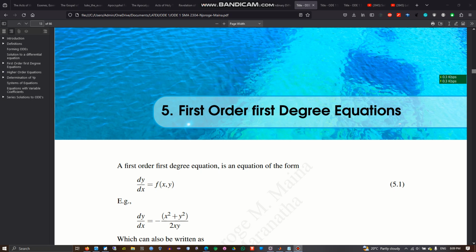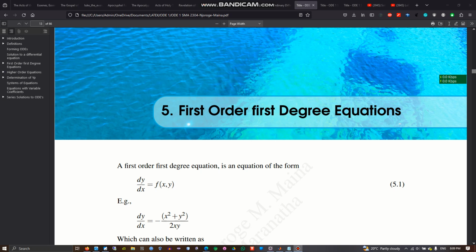And today we'll be talking about first order, first degree differential equations. We'll see a type of first order, first degree differential equation which is called exact, and we'll see how we can use MATLAB in telling whether a given differential equation is exact or not. So let's start by understanding what a first order, first degree differential equation is.